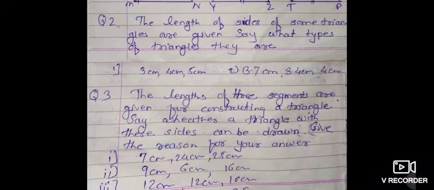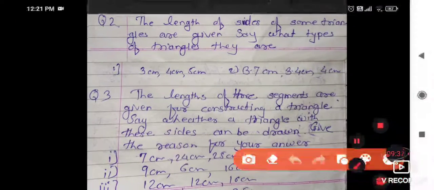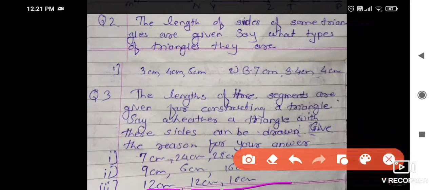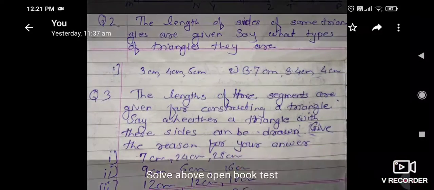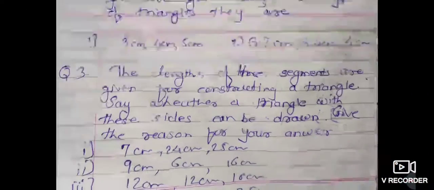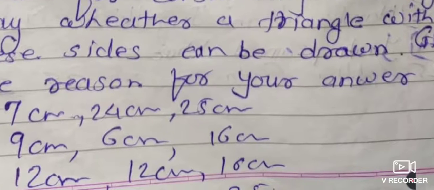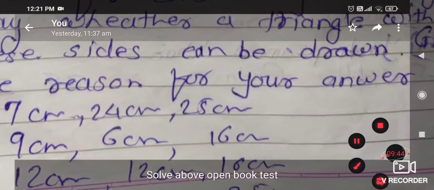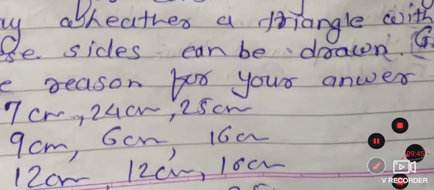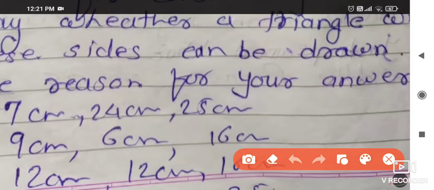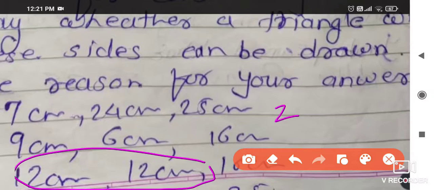After this, the next measures are 12, 12 and 16. So can we construct the triangle of the measures 12, 12 and 16? Let's verify the property. Here we have to do the addition. 12 plus 12, how much is it? 24. Okay, 12 plus 12 is 24 and here it is given 16.